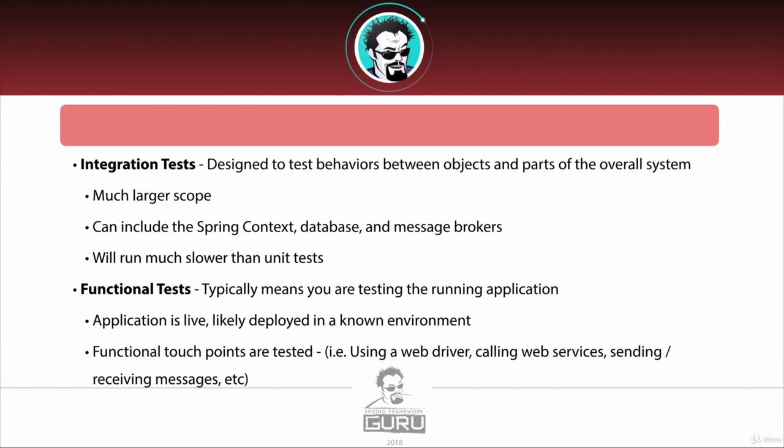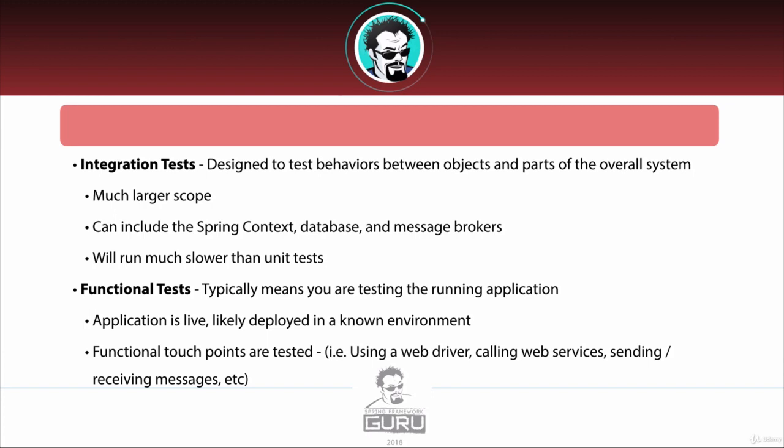So this is different from a unit test, which is usually going to be focused on a specific object, a method call within an object. That's what a unit test is going to be targeting, where an integration test is going to be testing behaviors between objects or maybe even multiple objects. So it is a larger scope. They are more complex. And now with integration tests, you can actually bring up the Spring context, bring up databases, message brokers, call web services, so there's a lot more going on. This means that they are going to run much, much slower than unit tests.